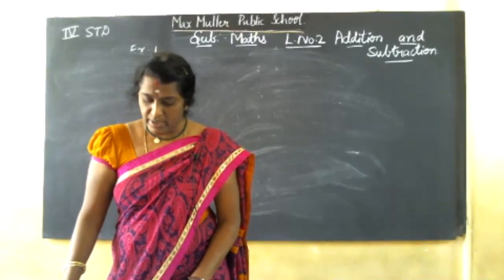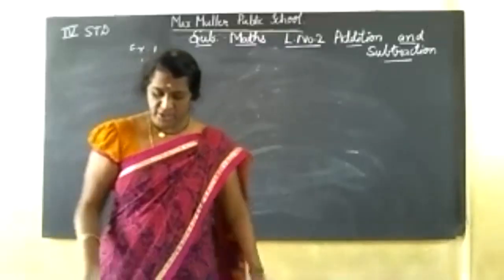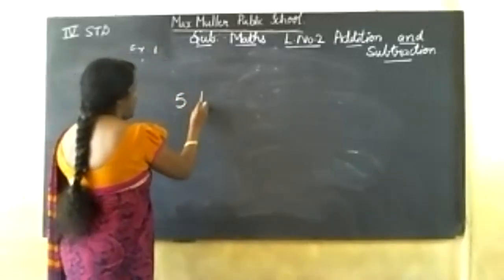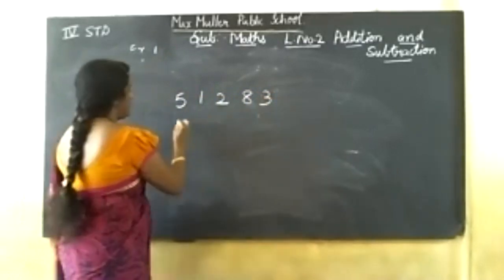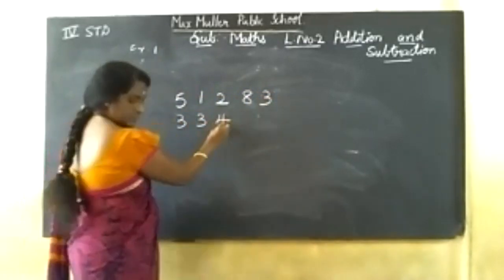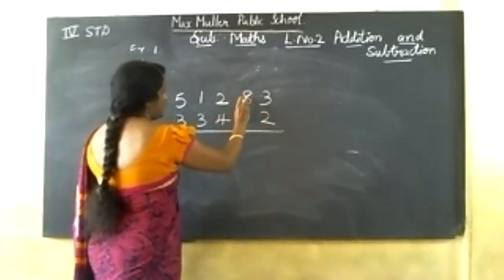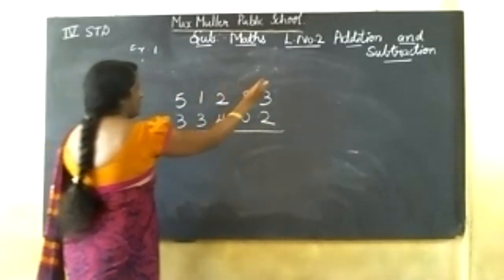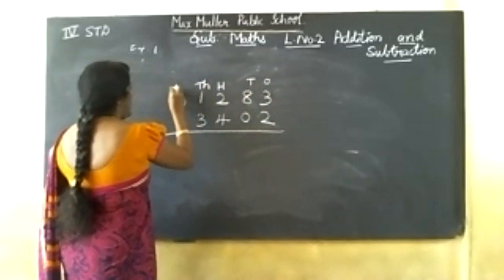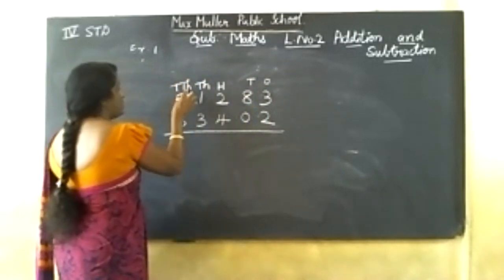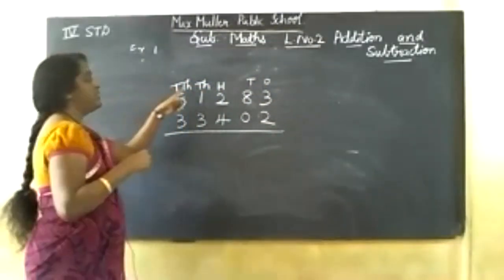Now, for example, see how many digits are there? 5-digit numbers. See, 5, 1, 2, 8, 3. One digit, 2 digit, 3 digit, 4 digit, 5 digit. Ones, tens, hundreds, thousands, 10,000. 1,000 means TH. You should write TH.